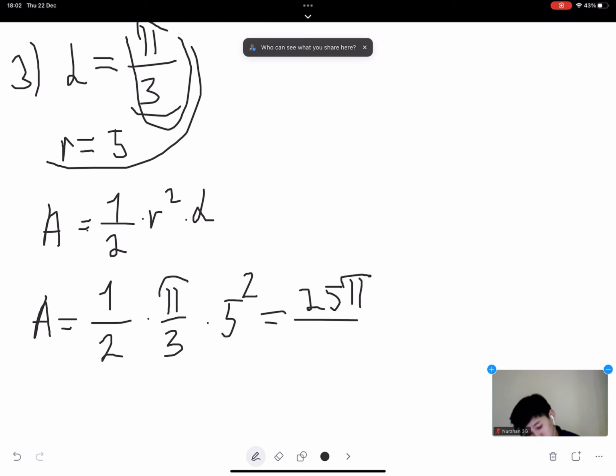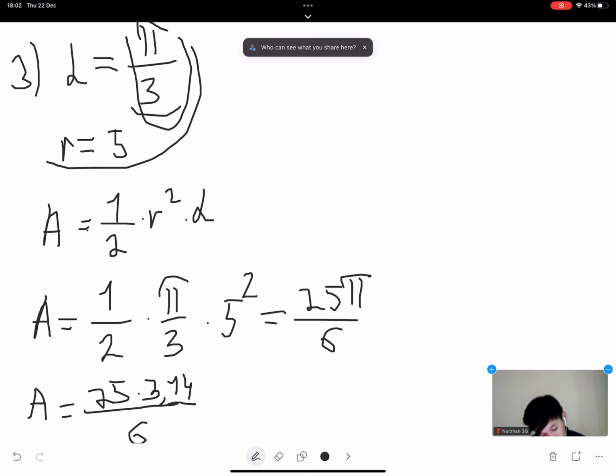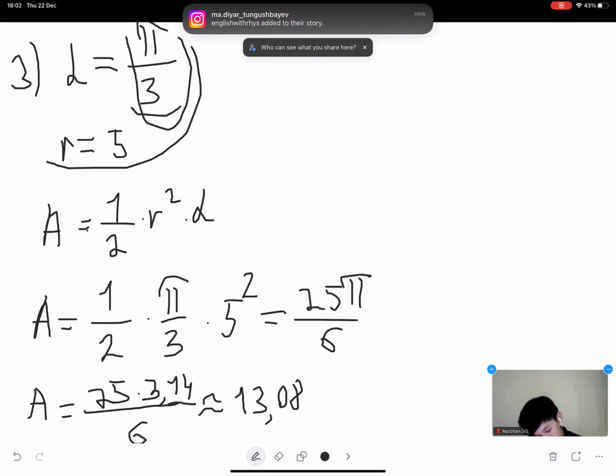and this is equal to 25 pi over 6, and A is equal to 25 times 3.14 over 6. This is approximately this number. Yes.